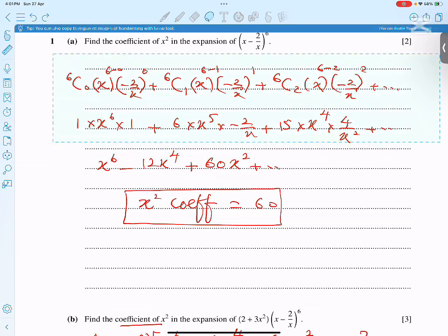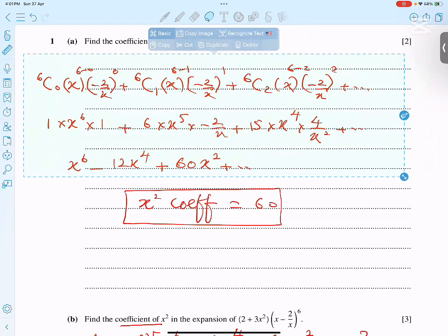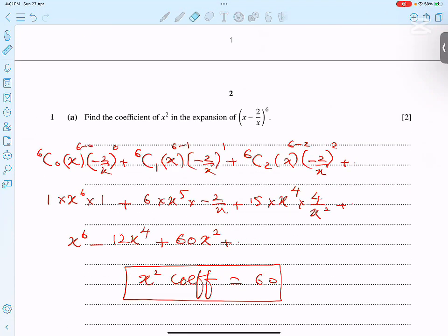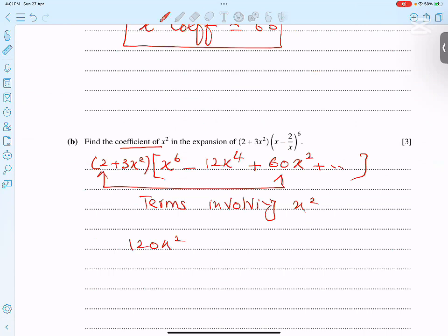So you can see from here, sometimes we have to go one more term. And what is the next term? 6C3, x to power 6 minus 3, and 2 over x to power 3. 6C3 is also 15. So 6C3 is 20, sorry. And x to power 3 into negative 8 over x to power 3 times 20. The x power 3 cancels out, and I get negative 160. So it means negative 160 will go there as well.